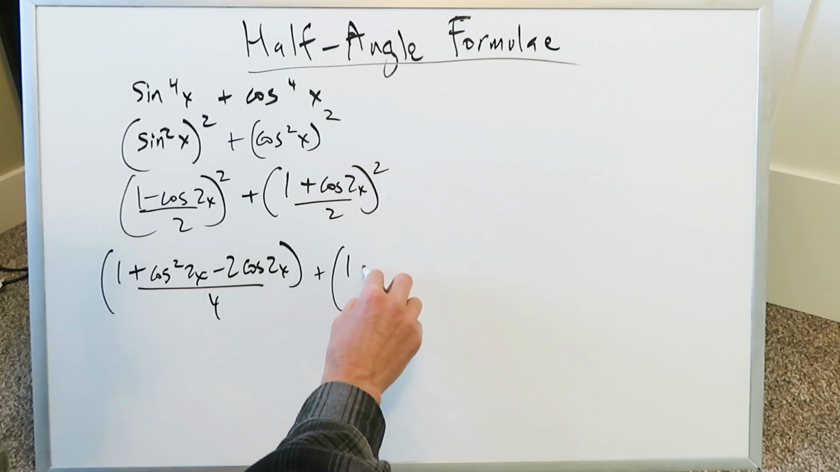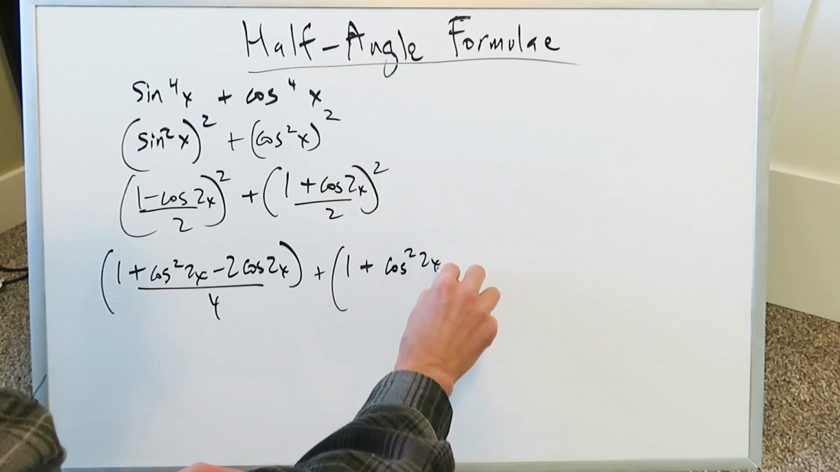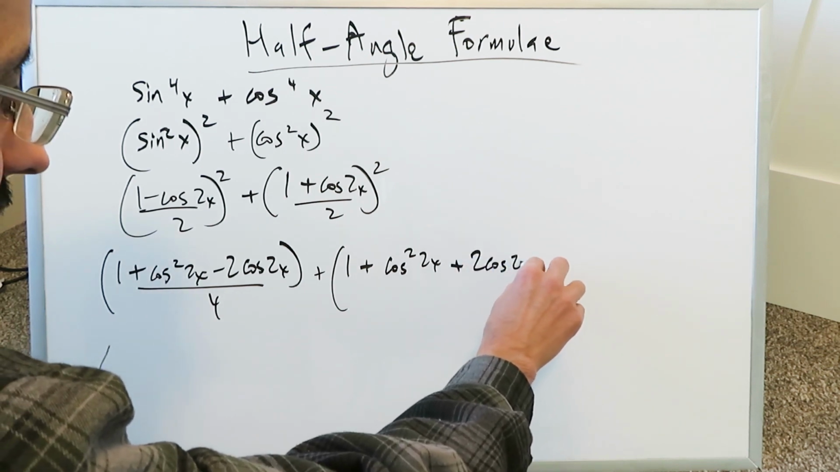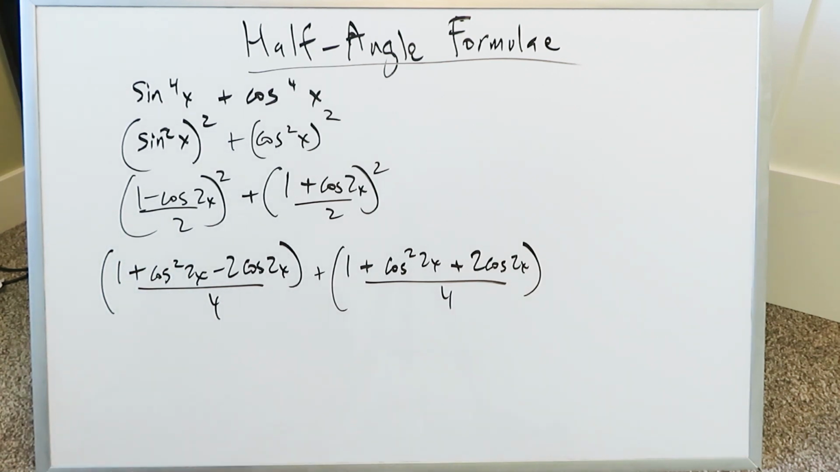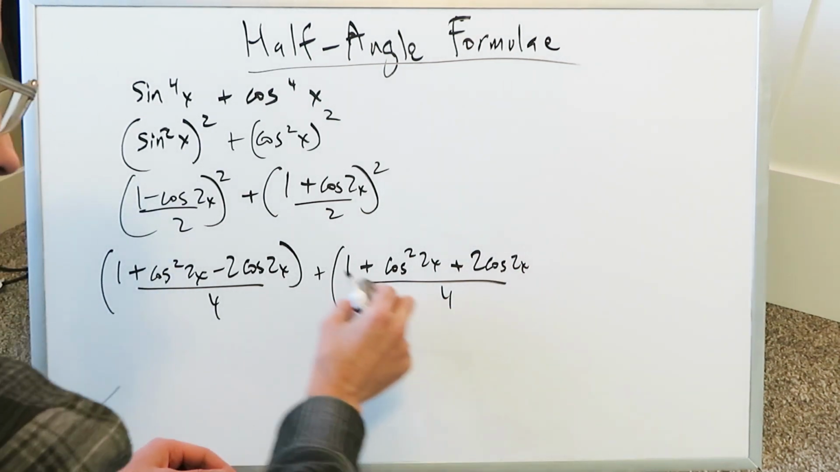Here's my a square component, and here's my b square component, cosine square 2x. And now I'll do my plus 2ab, which will be 2 cosine 2x all over a 4. If you want, you can combine everything here under a single denominator, and you might as well. We can do everything right here, and we can adjust everything as we see.